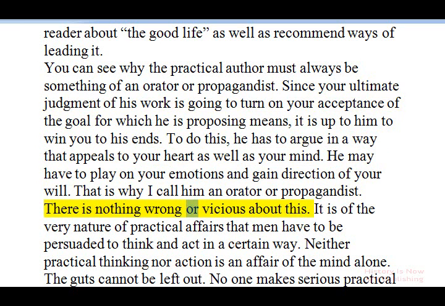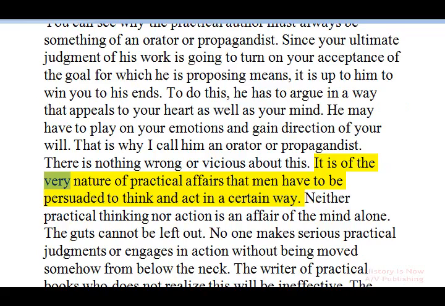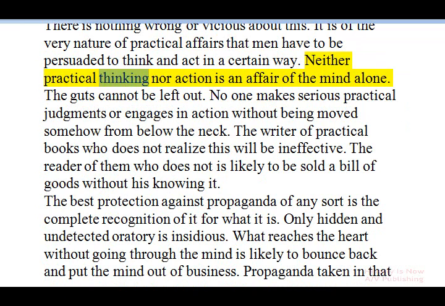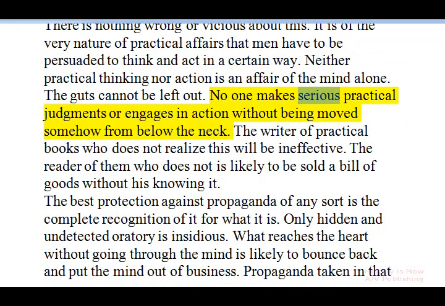There is nothing wrong or vicious about this. It is of the very nature of practical affairs that men have to be persuaded to think and act in a certain way. Neither practical thinking nor action is an affair of the mind alone. The guts cannot be left out. No one makes serious practical judgments or engages in action without being moved somehow from below the neck.